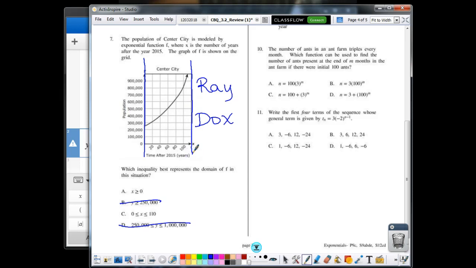But what is the graph telling us? The arrow tells me it's going to keep going. No matter what, it's going to keep on going. It's never going to stop. So this wall is not true. That's false. So then it would be A.